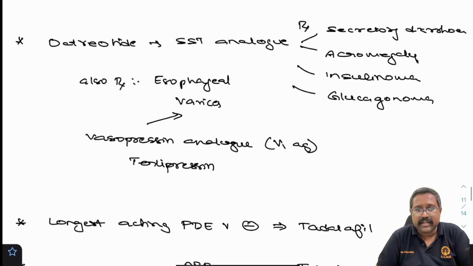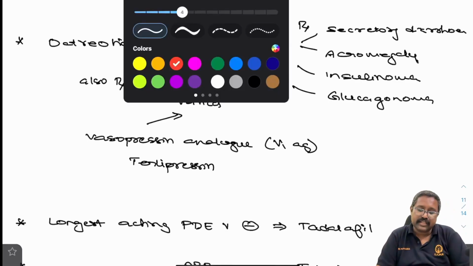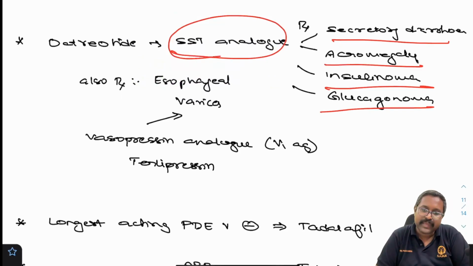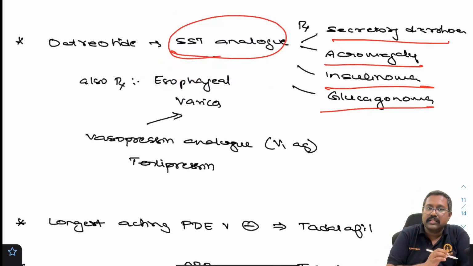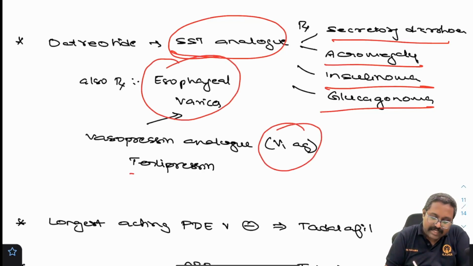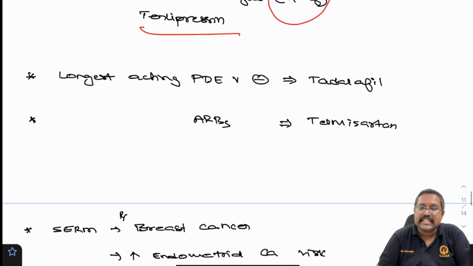So what is octreotide? Octreotide is a somatostatin analog. Basically, they are used in the treatment of the secretory diarrheas, acromegaly, insulinoma, and glucagonoma. They are also used in the treatment of esophageal varices. The other drug which is used for esophageal varices is the V1 agonist, that is the terlipressin, which is a vasopressin analog.